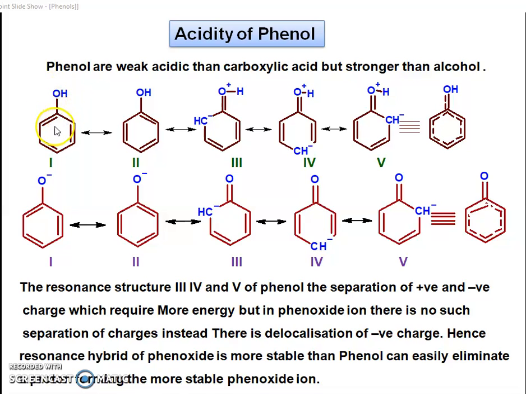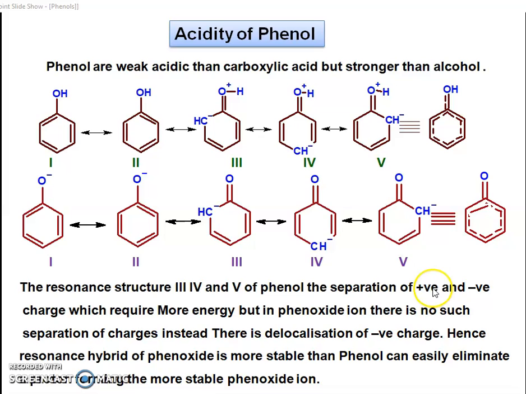The lone pair is given to form a negative charge here. Firstly, isomerize these structures; second, the negative charge is here. Then this negative charge is delocalized to form a negative charge here, and then this is a resonating structure. That is the resonance hybrid. From these structures of the phenol and phenoxide ion, we see the resonance structures: structure third, fourth, and fifth.